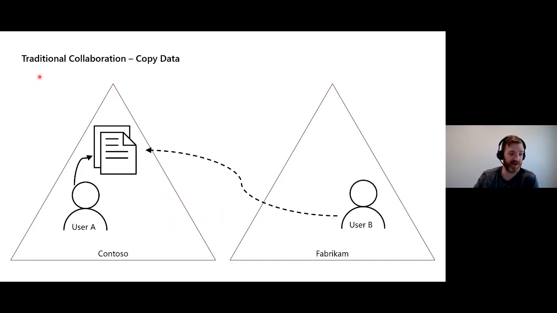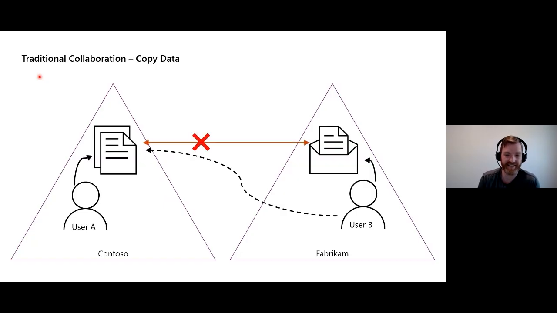And likewise, this is another model I didn't mention before: copying data, where I'm just going to send an offline attachment in an email. Well, if you do that, the organization can easily lose control of that data.